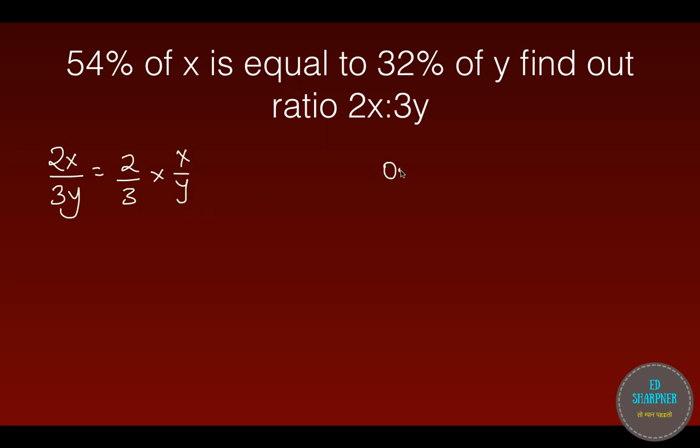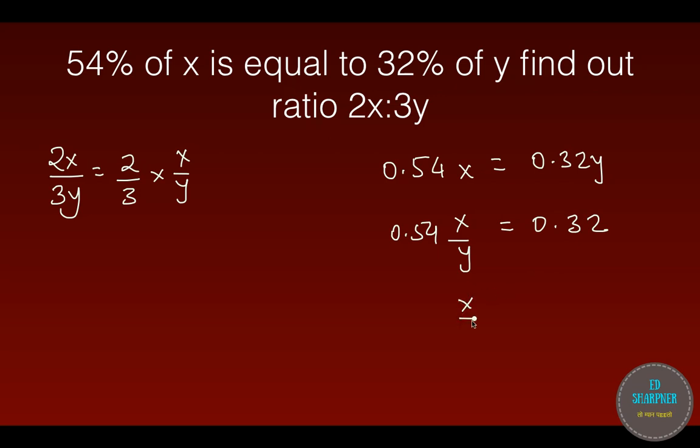I know that 0.54 is nothing but 54%. So 0.54 times x is equal to 0.32 times y. Then what is x over y? If I divide by y on both sides, I get x over y times 0.54 equals 0.32, and x over y is equal to 0.32 divided by 0.54, which is also equal to 32 divided by 54.